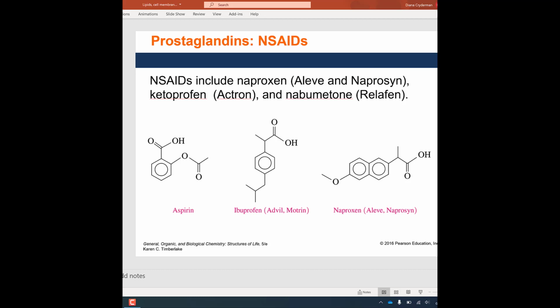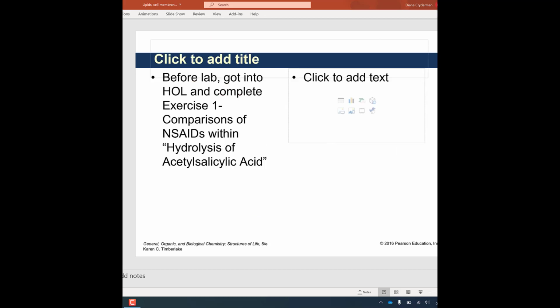We'll have some work on this in your lab activity, which I think I will actually have you do now. So before lab, go ahead and get into hands-on lab and complete exercise 1. It's the comparison of NSAIDs, that is within the hydrolysis of acetylsalicylic acid. So go ahead and find that lesson and do that exercise 1. And you'll probably have to do the pre-lab work first.